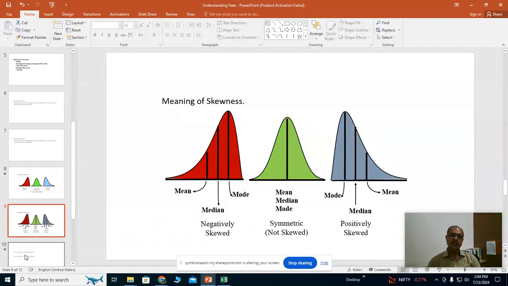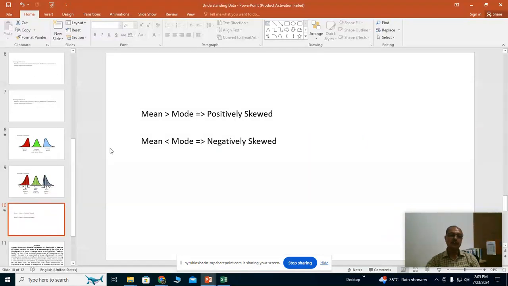How do we identify whether it is positively skewed or negatively skewed? When the mean value is lesser than the mode, it is negatively skewed, and when the mean value is more than the mode, it is positively skewed. And symmetric means the mean is equal to the mode and the median. So this is the formula we have: if the mean is greater than the mode, it is positively skewed, and if the mean is lesser than the mode, it is negatively skewed. That is what you need to remember.